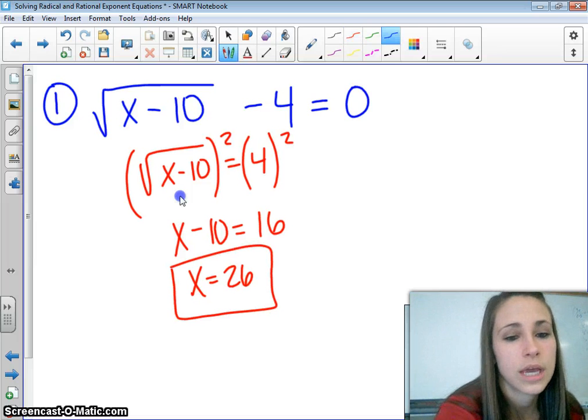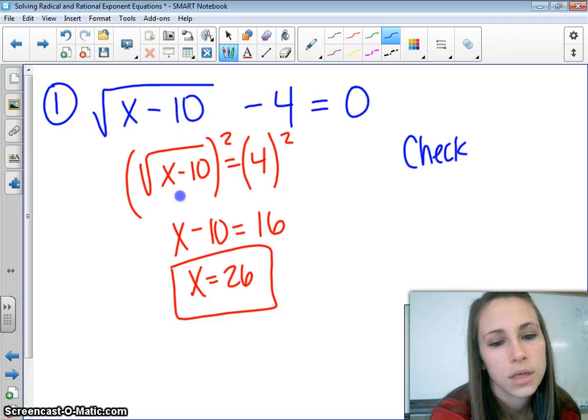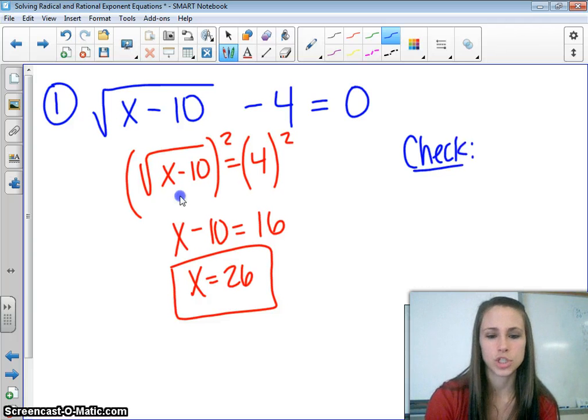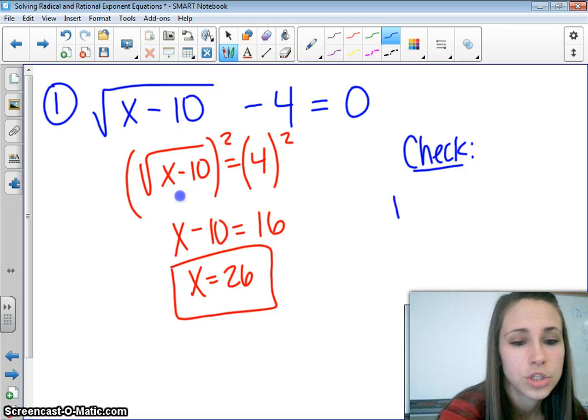Now, you do need to check your solutions. And you can do this on the calculator, or you can do it on your paper. A lot of times I think it's easier to just do your check on your paper rather than plugging it in the calculator, because a lot of this is easy math. So I'm going to go ahead and just check it on my paper.